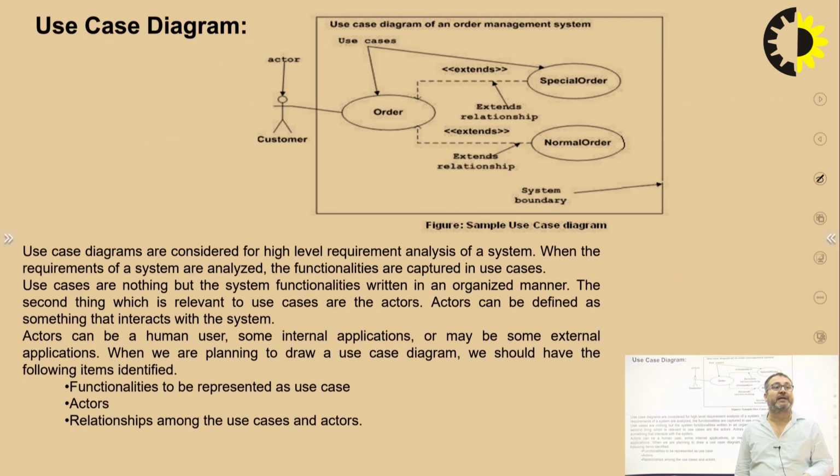So the next is use case diagram. These are all considered for high level requirement analysis of a system. When analyzing the requirements of a system, the functionality is captured in use cases. In use cases we have an actor and various activities, or you can say various methods. Your customer is an actor and the use cases could be the order, special order and normal order. These are some functionality, and this could be represented as a use case diagram.